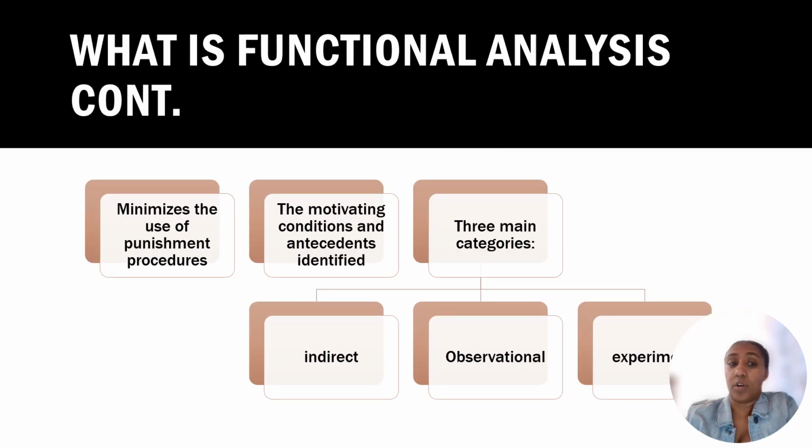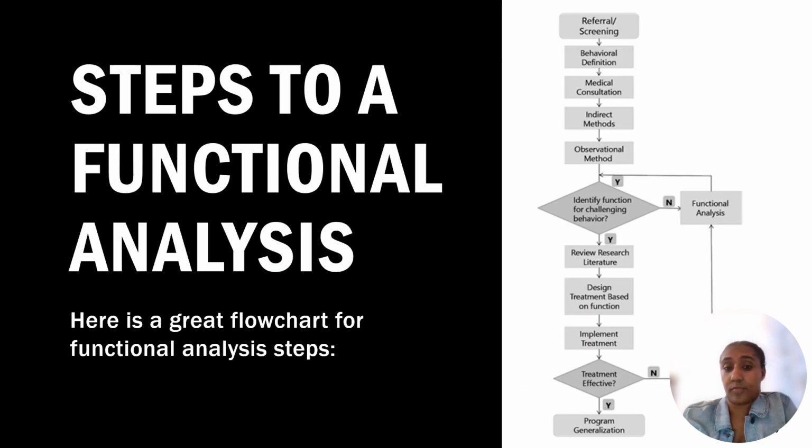Functional analysis also minimizes the use of punishment procedures and identifies the motivating conditions and antecedents. The three main categories of functional analysis are indirect, which is conducting an assessment or interviewing family members, teachers, aides, and so forth. We also have observational, in which the behavior analyst observes the individual, and we also have experimental.